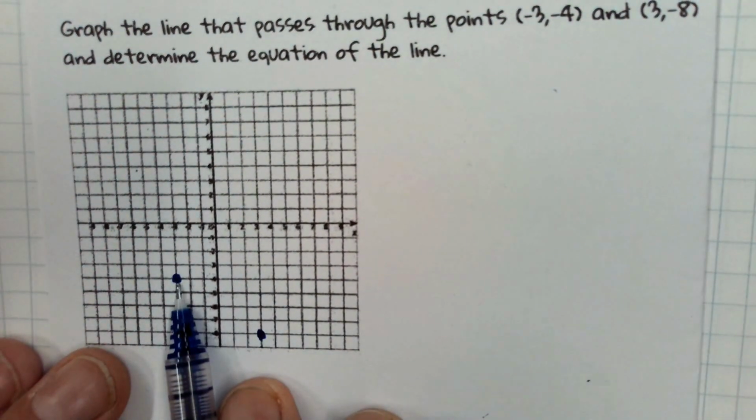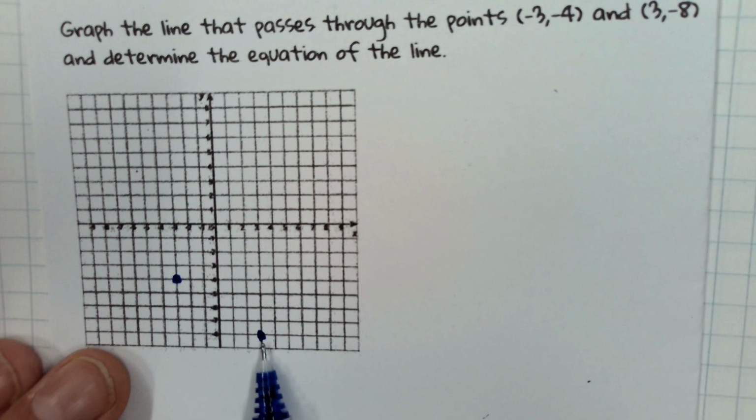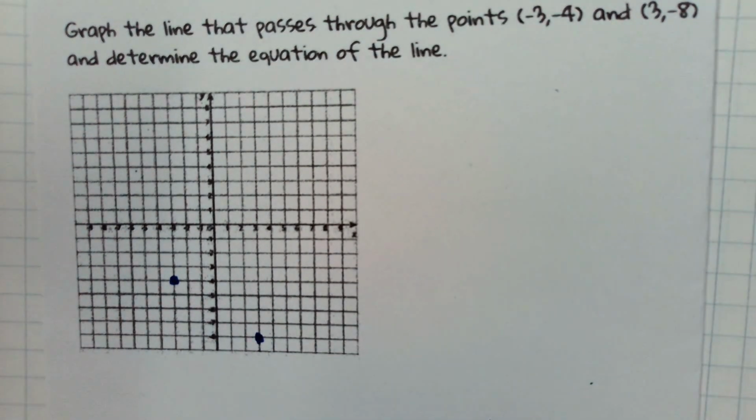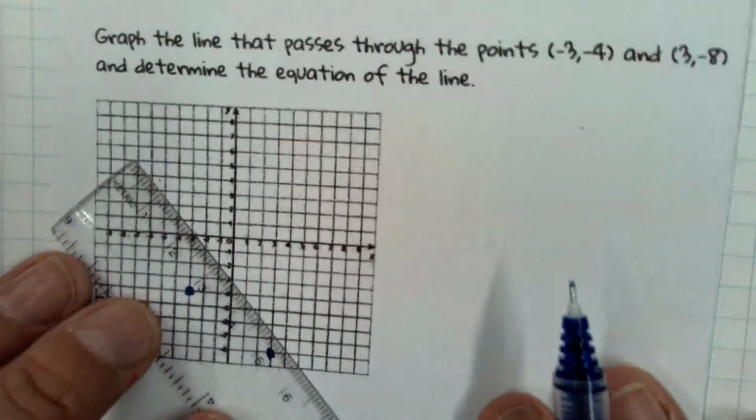Those are our 2 points, negative 3, negative 4, and 3, negative 8. And so make our line again.